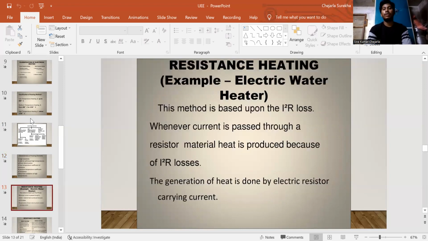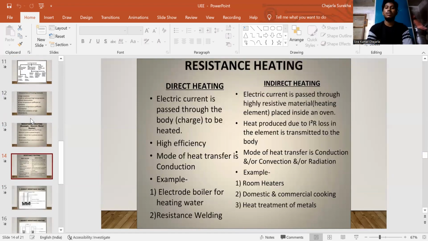Resistance heating, for example, an electric water heater. This is based on the I square R law. Whenever current is passed through a resistor material, heat is produced because of the I square R generation due to electrical resistance carried in the current. This is resistance heating.